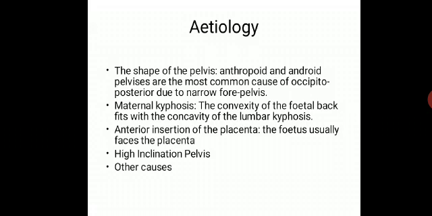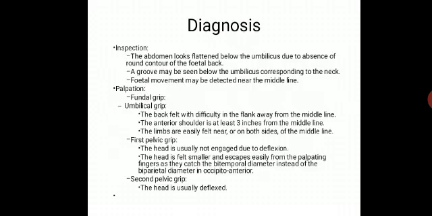What are the etiological factors of occipito-posterior? One important reason is the shape of the pelvis. Anthropoid and android pelvis are the most common cause of occipito-posterior position. Then kyphosis, maternal kyphosis, where the convexity of the fetal back fits with the concavity of the lumbar kyphosis. Then anterior insertion of the placenta. And another reason is a high inclination pelvis. These are the common causes.